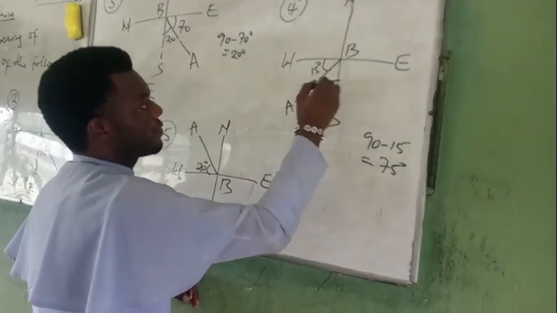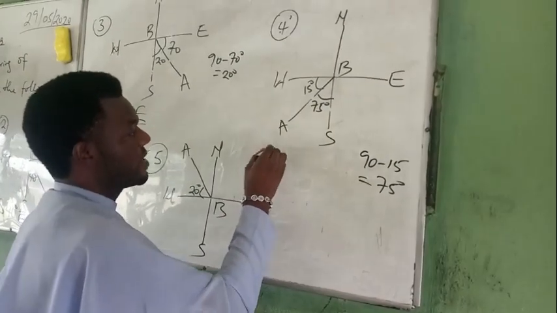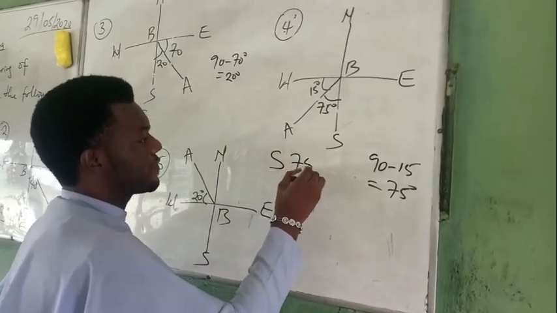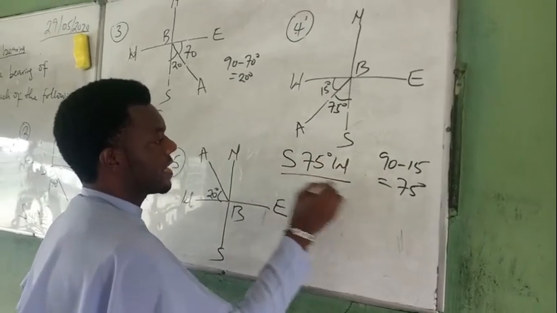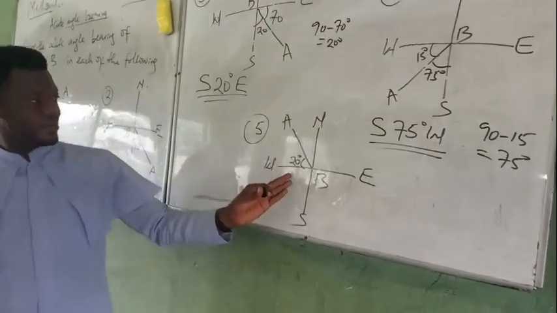So that means from here to here is 75 degrees. So the acute angle here will be south 75 degrees west. That is the answer. I want you to do this one. With what we have done here, you can do this one.